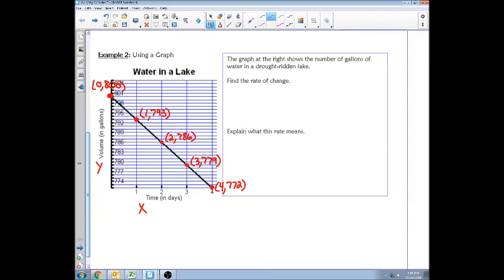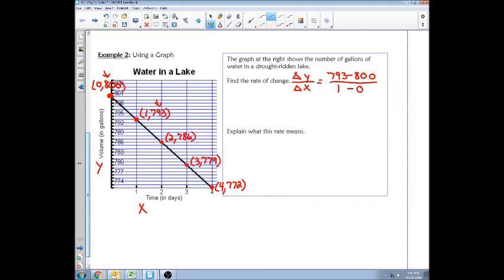Okay? So the change occurs from 0 to 1, right? So it's my change in y. A little triangle like that means my change. So change in y over my change in x. So in order to find my change in y, I'm going to take 793 minus 800 over. To find my change in x, well, I'm looking at this point here and this point here. So it would be 1 minus 0.